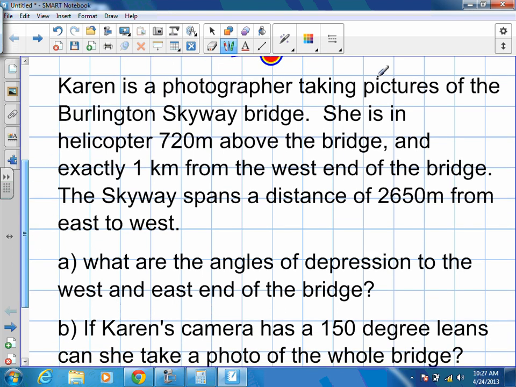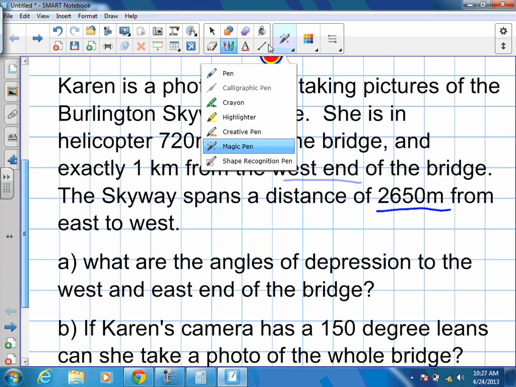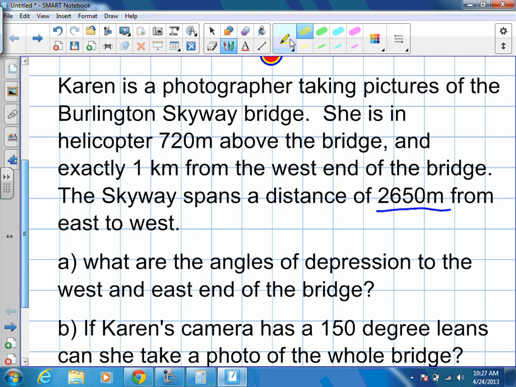Karen is a photographer. She's taking pictures of the Burlington Skyway Bridge. She's in a helicopter 720 meters above the bridge and exactly 1 kilometer from the west end of the bridge. The Skyway spans an entire distance of 2,650 meters from east to west. So, whenever we're problem solving, it's best to go over a question again and get the key points. So these are going to be our key points.